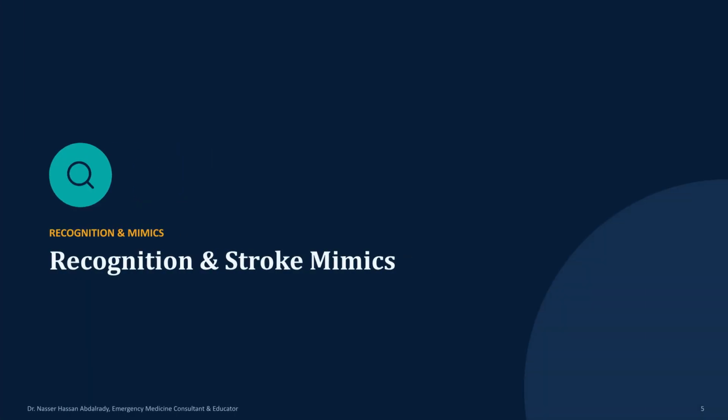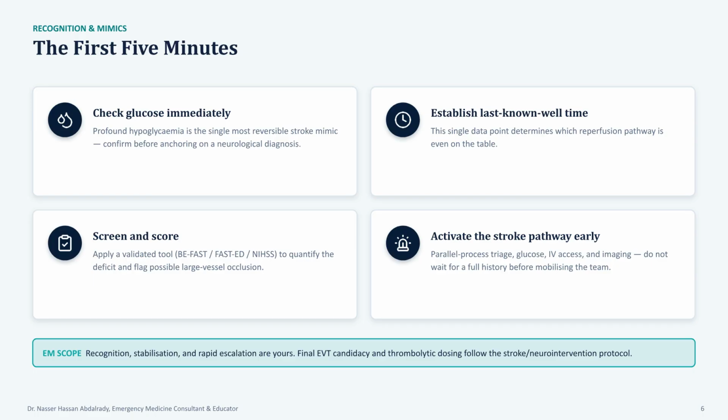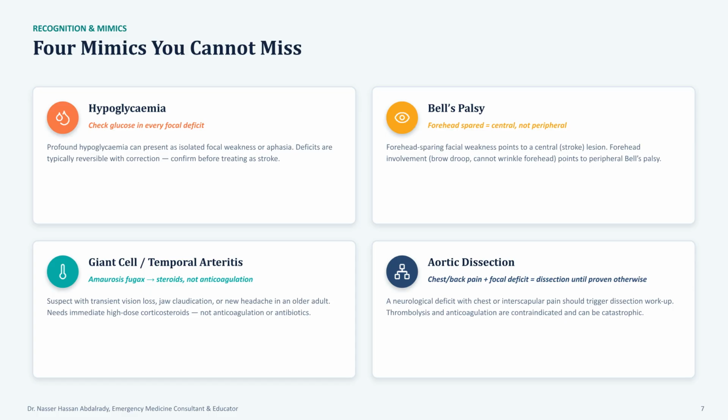Next, we will focus on recognition and identifying important stroke mimics. The first 5 minutes are crucial. Always check glucose immediately, establish the last known well time, use a validated screening tool, and activate the stroke pathway early without waiting for a full history. Be sure to consider these 4 mimics: hypoglycemia, which can cause focal deficits; Bell's palsy, if the forehead is involved; giant cell arteritis; and aortic dissection.